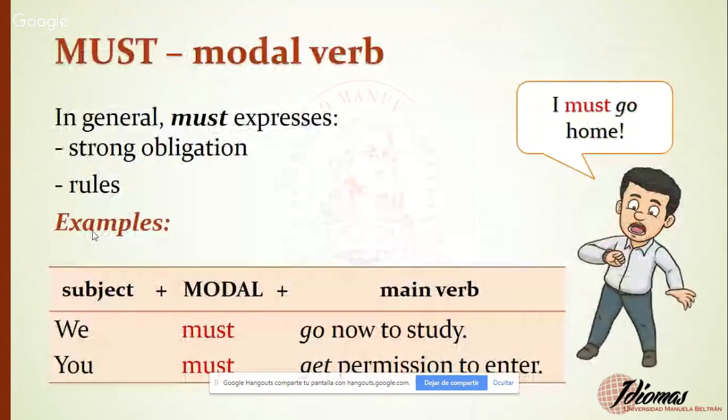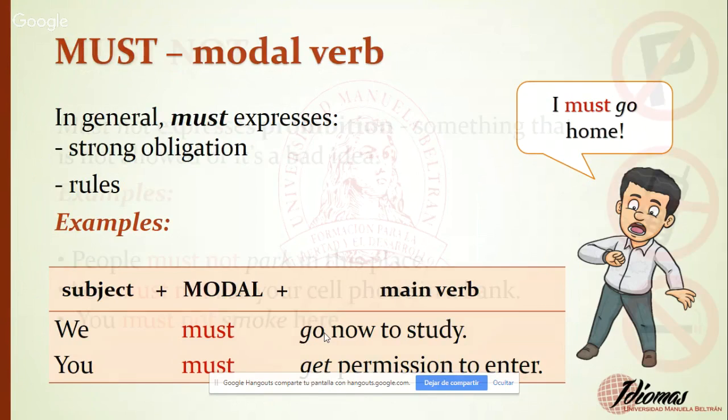Okay, the next one, now we will look at the grammar itself. So the modal verb must. In general, must expresses strong obligation and rules, right? The structure of it, we use first the subject, then we use the modal verb itself, and then we use the main verb, but in the basic form. As you can see here, go or get, they are basic forms of verbs. We cannot use to here, or we cannot use ing at the end of those verbs.